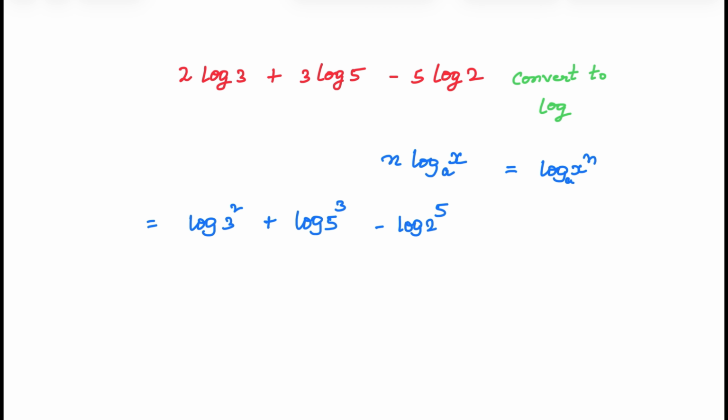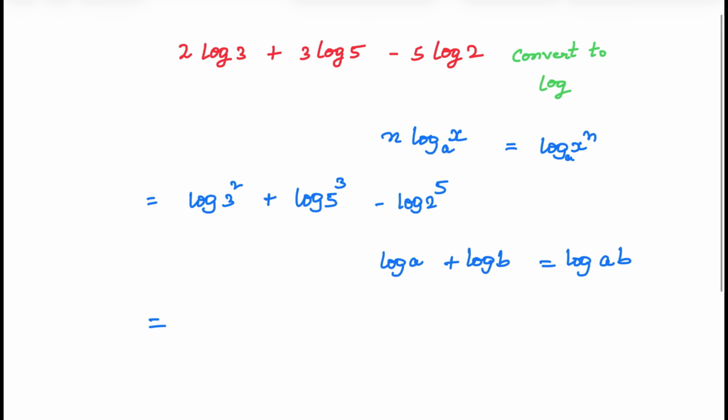See here, actually the base is 10. log a plus log b equals log ab. So we can write like this: log 3 square into 5 cube minus log 2 power of 5.